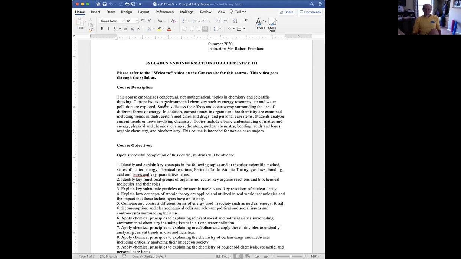So Chem 111, I just want to make sure you're in the right class. Chem 111 is a chemistry class for non-science majors. So if you're a STEM major or allied health major, you're in the wrong class. This is for liberal arts majors, basically people who need a science credit. So make sure you're in the right class. This is not Chem 100, this is Chem 111.